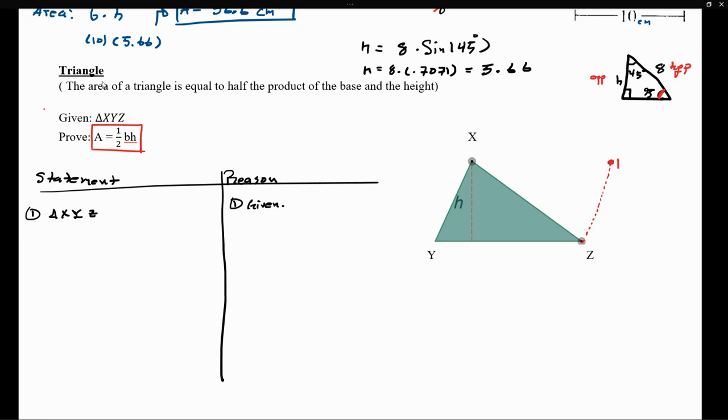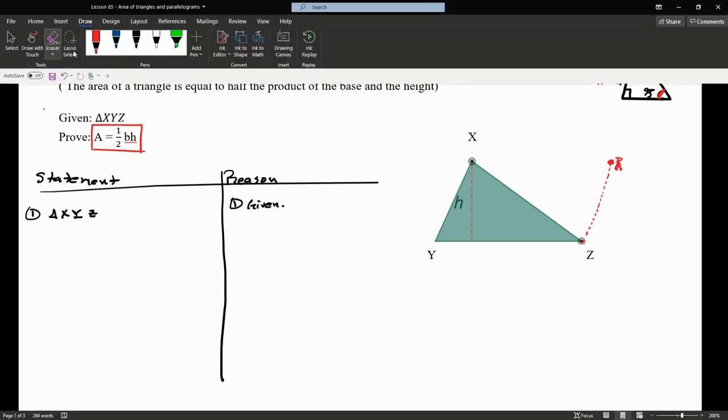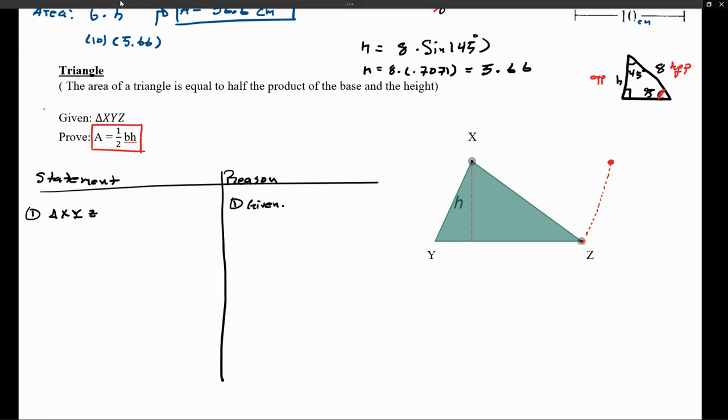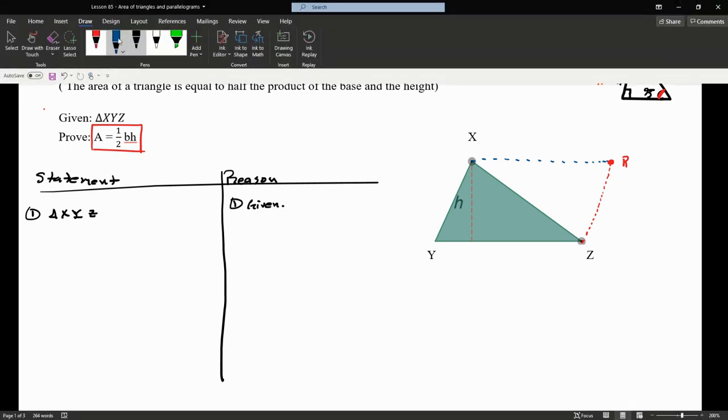Let's call this point R. And also, let me just make that a better R. So I'm going to be introducing two auxiliary lines, ZR to be parallel to YZ, and also, in addition, I'm going to be introducing this other auxiliary line, XR to be parallel to YZ. So let's just write that down.